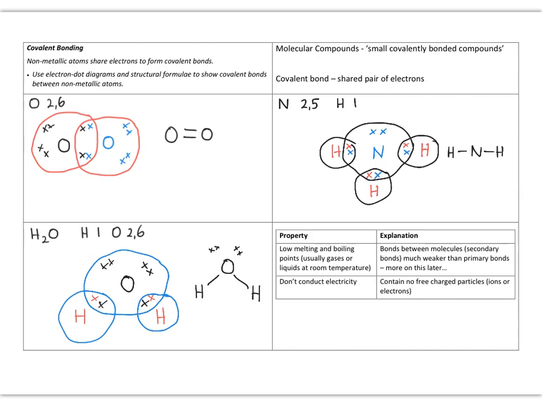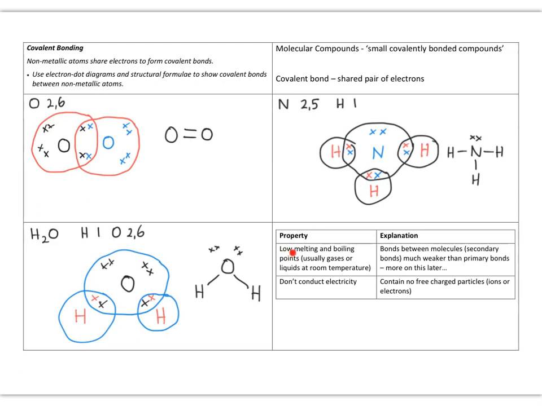Now we'll talk more about the structure of these later, but for now, we don't need to focus too much on that. Hopefully that gives you an insight into how we work out the formula for molecular compounds consisting of non-metals, how we do an electron dot diagram to work out the bonding, and then how we turn that into a structural formula like so. So just quickly talking about the properties and how this relates.